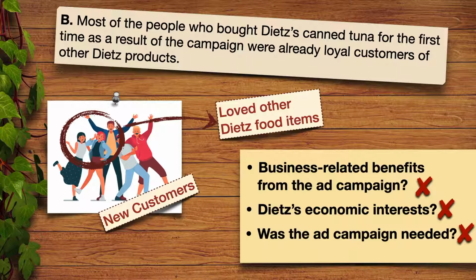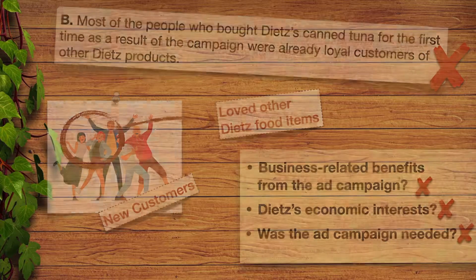After all, if they were loyal customers, there's a good chance that they would have considered buying the canned tuna any which way, which in turn makes the need of the advertising campaign, at least it makes it seem that the need of an advertising campaign was rather unnecessary. So all said and done, this option doesn't help us prove that the ad campaign did something for the company.